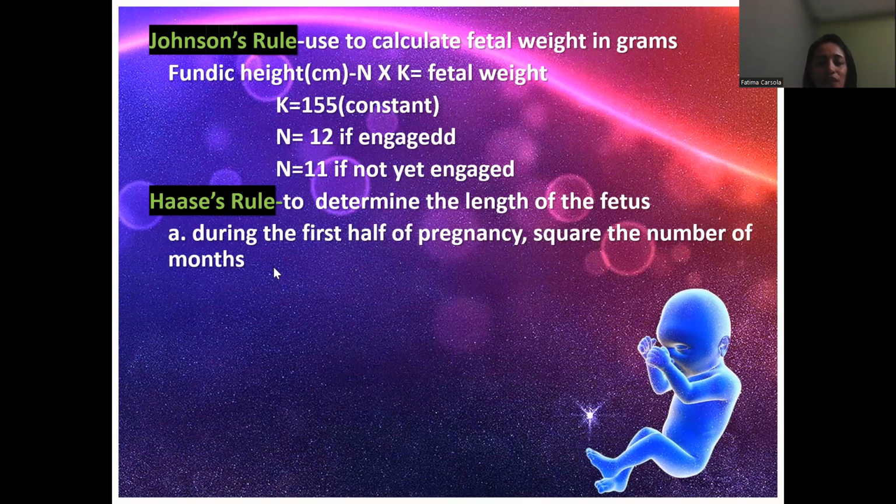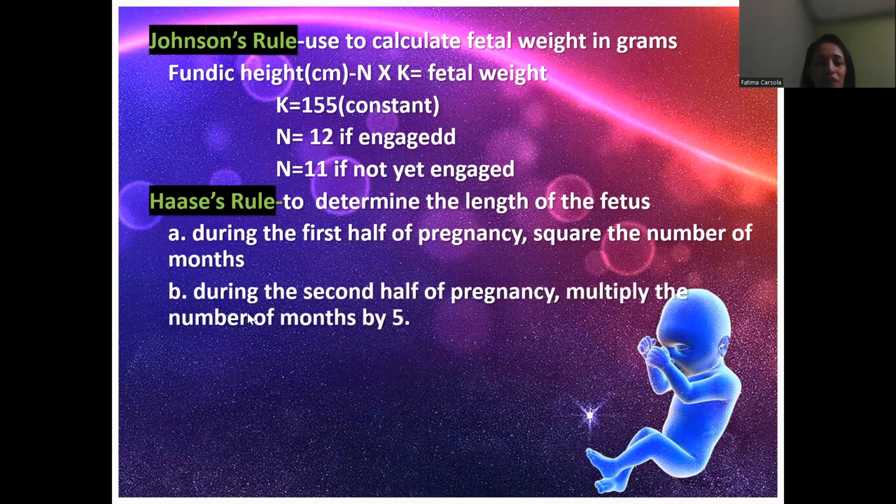Letter A, during the first half of pregnancy, square the number of months. For example, if it's the third lunar month, you have to square 3. 3 squared equals 9. So the baby is approximately expected to be 9 centimeters at this time.